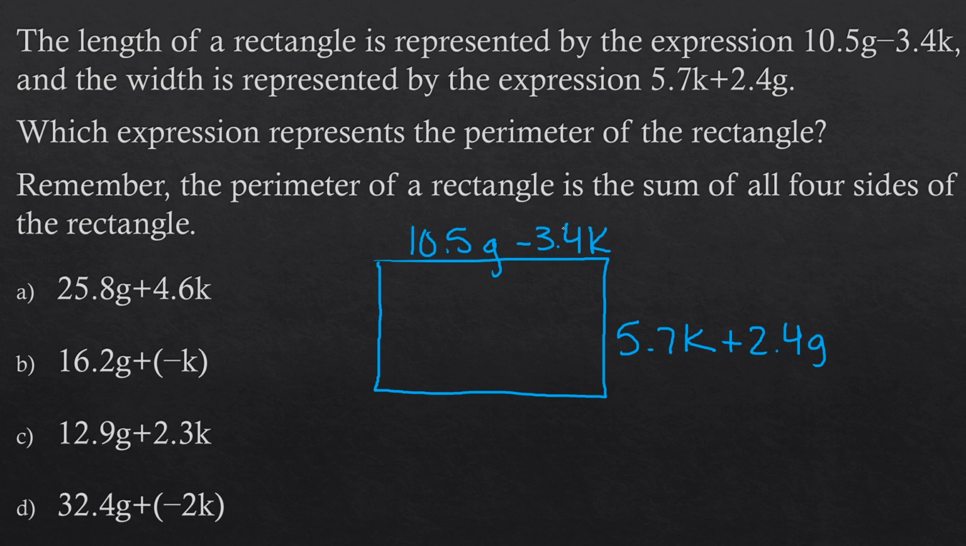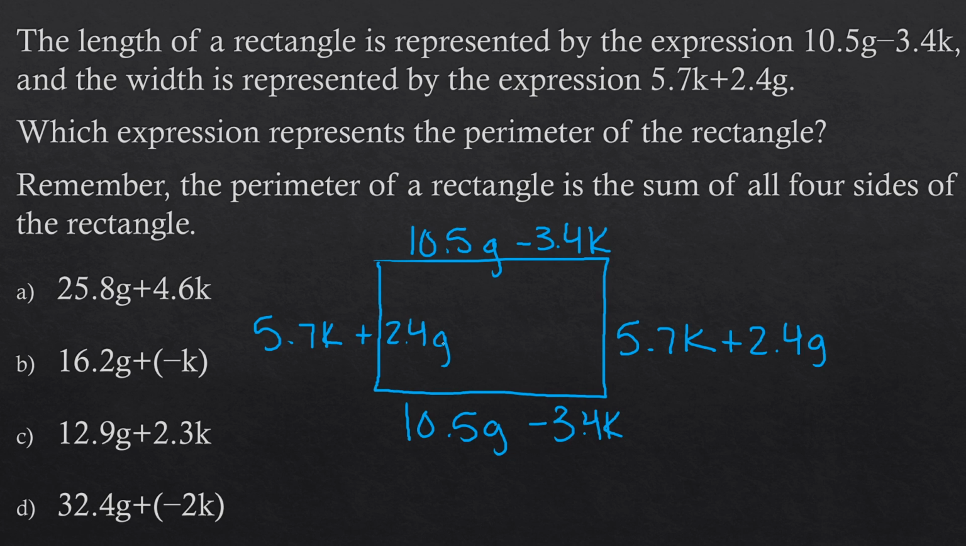So remember that if this top side of a rectangle is this expression, the bottom side is also going to be the same, because opposite sides of a rectangle have the same lengths and widths, which means this is going to be 5.7k plus 2.4g. Okay. Now this looks like a lot, right? It looks like we're going to have to add together a bunch of stuff, but remember that we have that calculator to help make it a little bit easier.